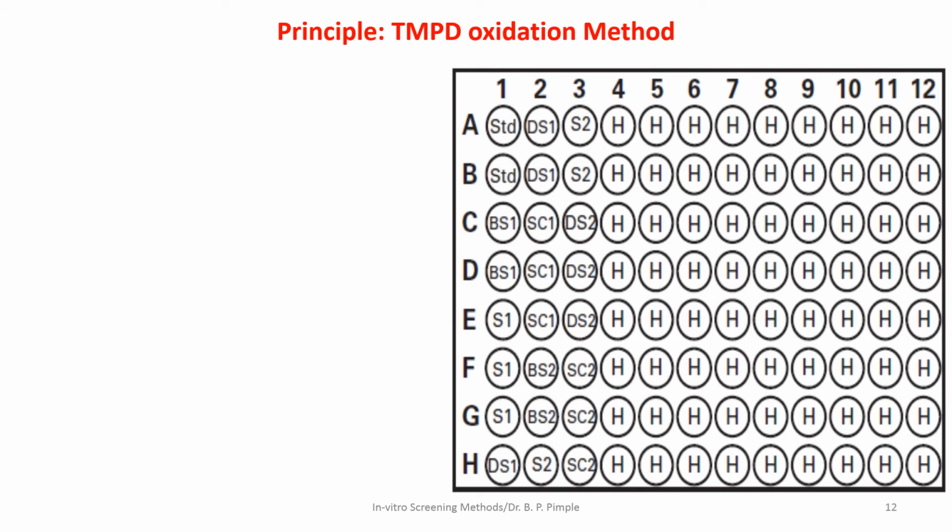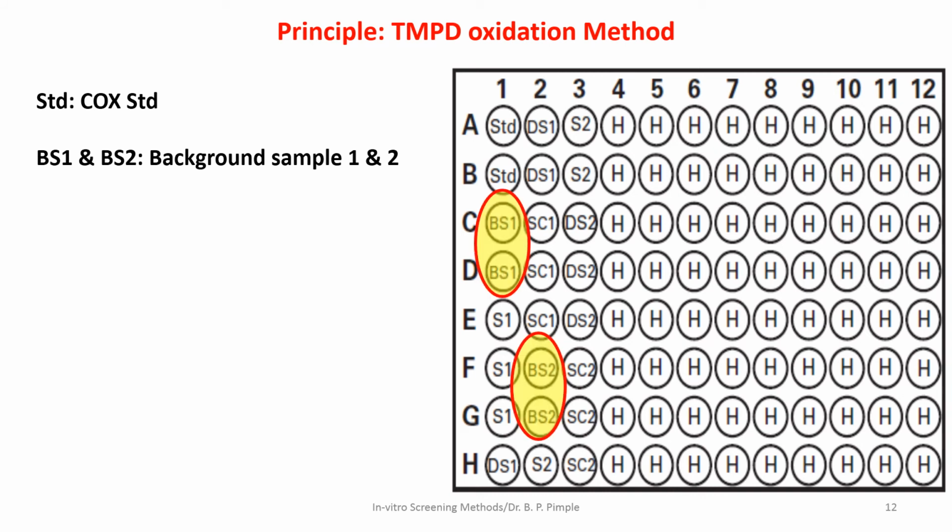Now this is just an overview of the 96 well plates, 12 by 8, 96 wells. Suppose this is the standard well, these are the two standard wells wherein you need to add only the COX enzyme. Then second, BS1 and BS2, background for sample 1 and sample 2. Suppose if you have only two samples to analyze, then background should be there for both these samples.